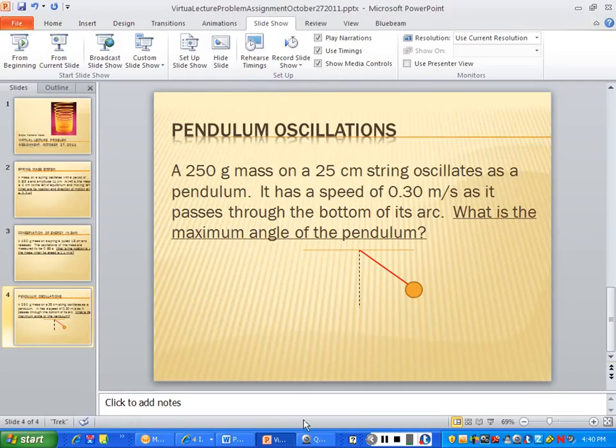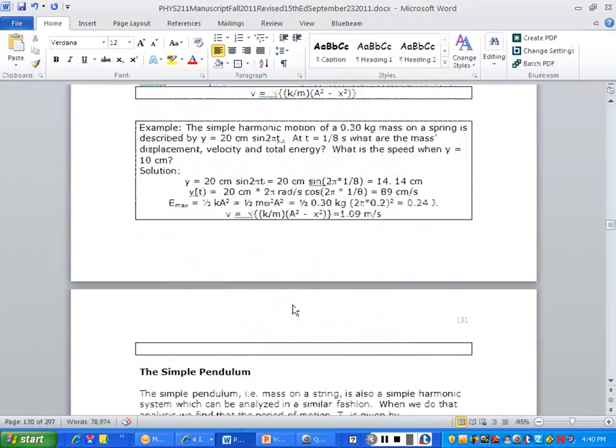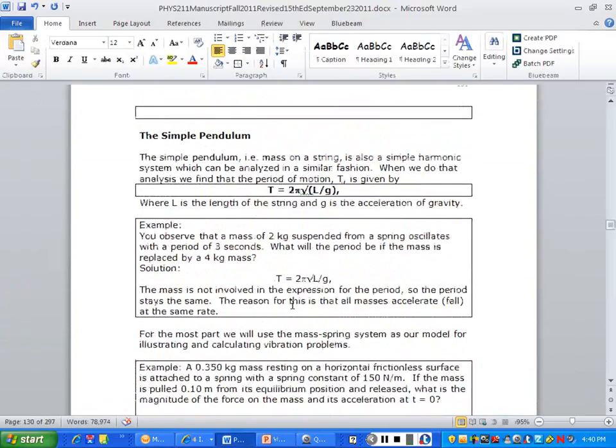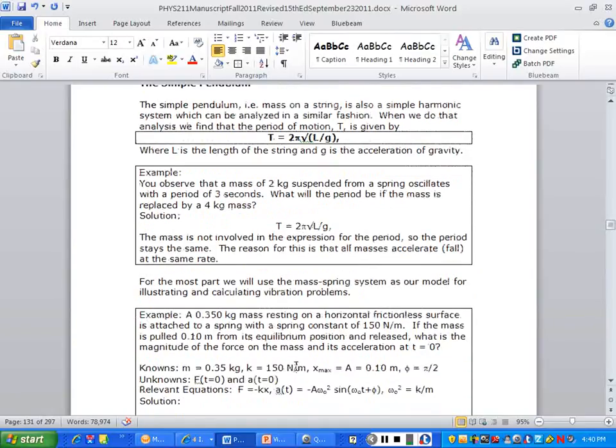We can flip back to our book and take a look at some information about the simple pendulum. There are a couple of example problems as well.